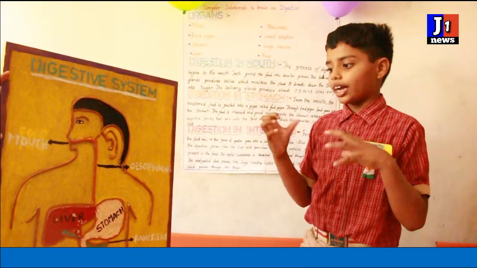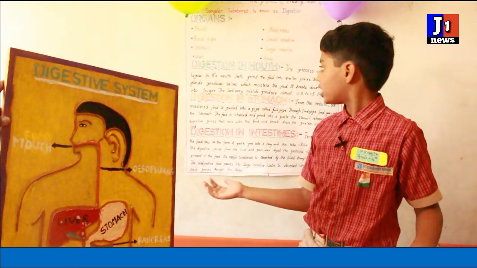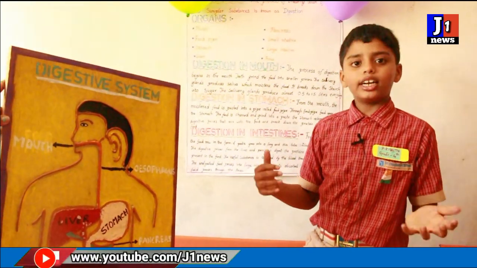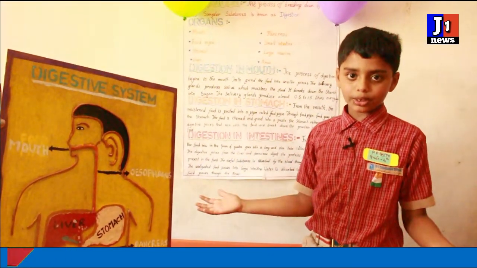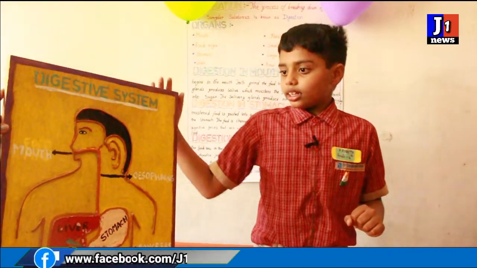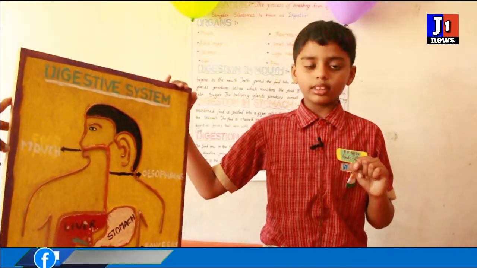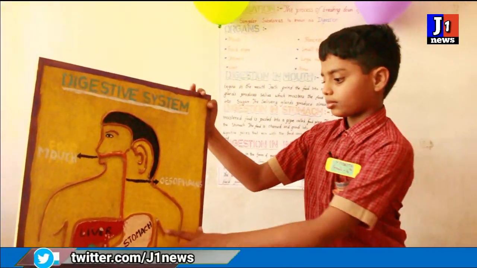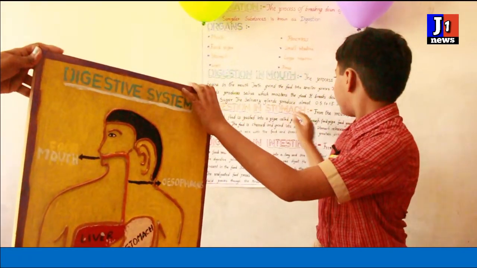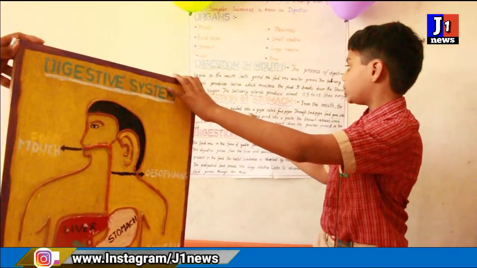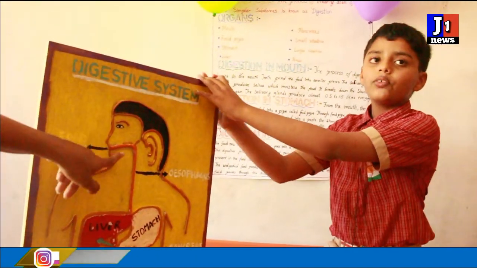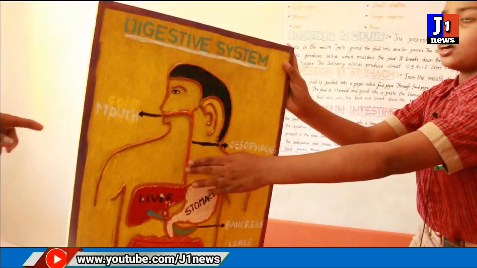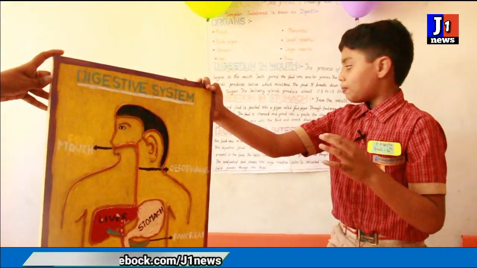The teeth grind the food into simpler substances. It breaks down the starch into sugar. Sugar is also known as glucose. Second one, digestion in the stomach. From the mouth, the moist food is pushed into a pipe called the food pipe or esophagus. The stomach churns the food into paste.